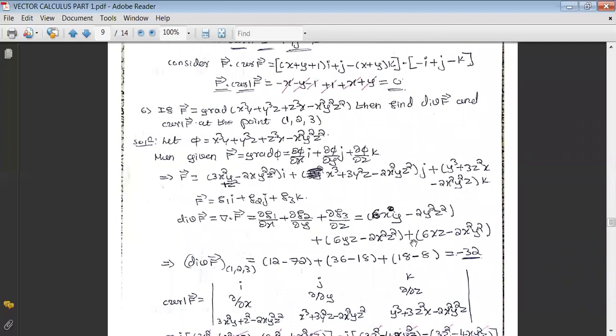Now let us go to one more example, and it is given like this. If f bar equals the gradient of this scalar, then find the divergence of f bar and curl of f bar at the point (1, 2, 3). They have given phi like this, and we want f bar. F bar is the gradient of phi, and it will be given by dou phi by dou x into i plus dou phi by dou y into j plus dou phi by dou z into k.